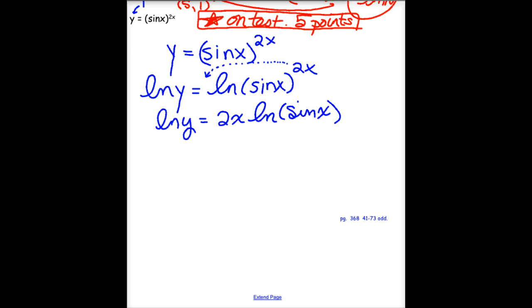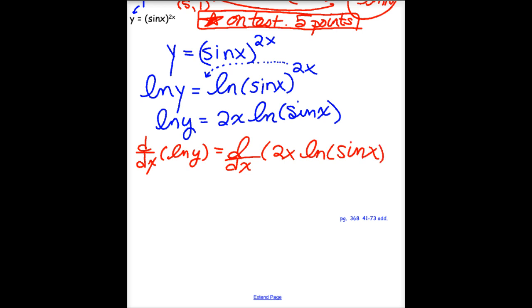Now what I'm going to do is take the derivative with respect to x of ln y, which we've done a bunch, and then over here the derivative with respect to x of twice x ln of sine x. This is impressive, right? It looks good. I love it. It makes me all warm and fuzzy inside.